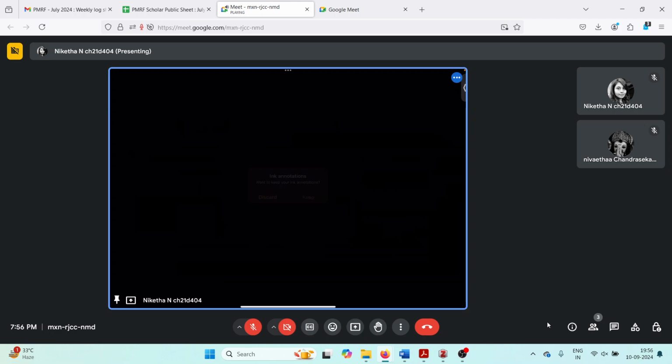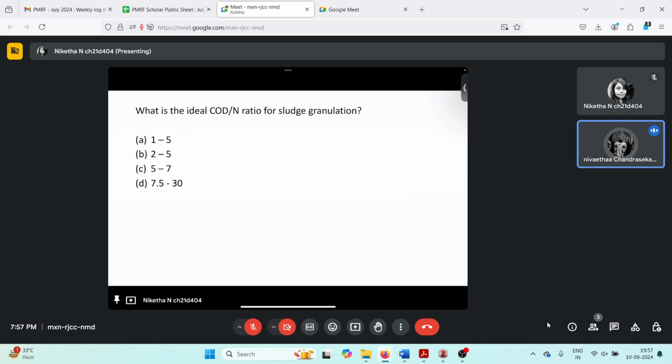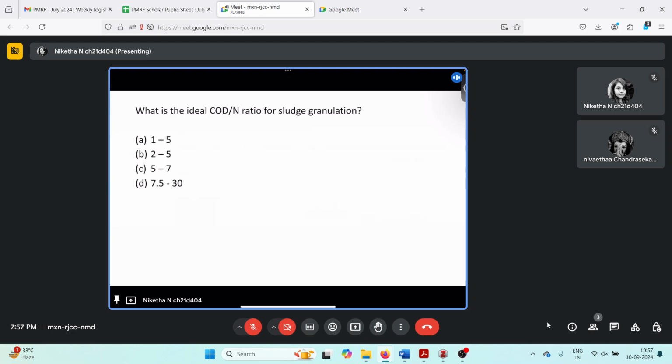Next question. What is the ideal COD to N ratio for sludge granulation? No idea, ma'am. Okay, so the ideal ratio is going to be 2 to 5. The growth of heterotrophs is going to be less.